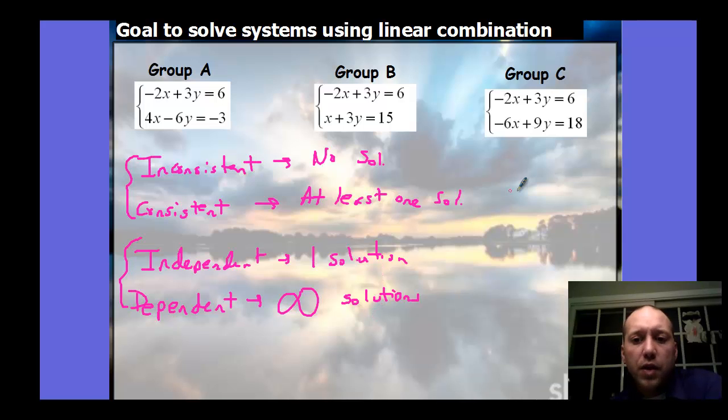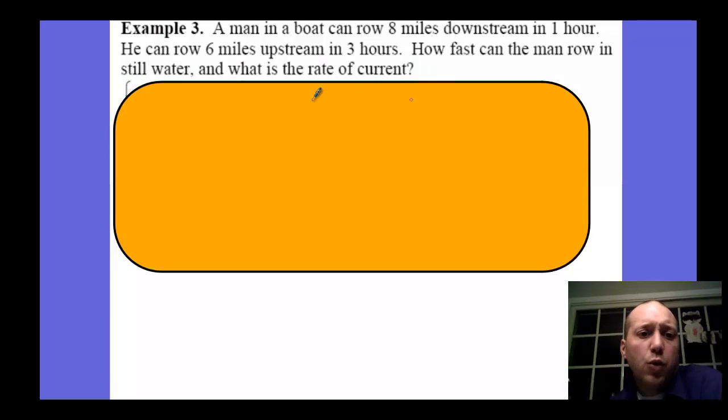So the A, where we had it being false and there were no solutions, could be called inconsistent. B, there was a solution, so it was consistent. It was also independent because it had one solution. And then C, there are infinite solutions, so it's called dependent. We could say consistent because it has at least one, but dependent is a better representation because then we know it's infinite.